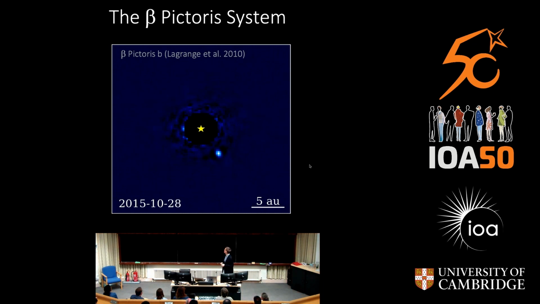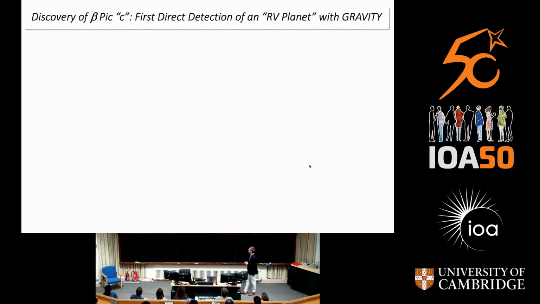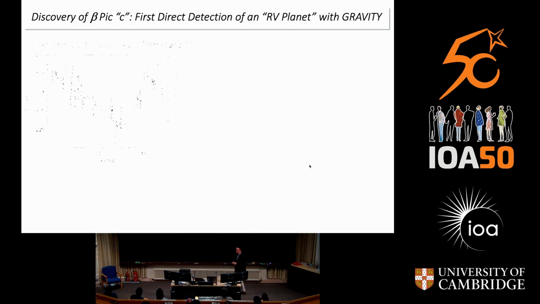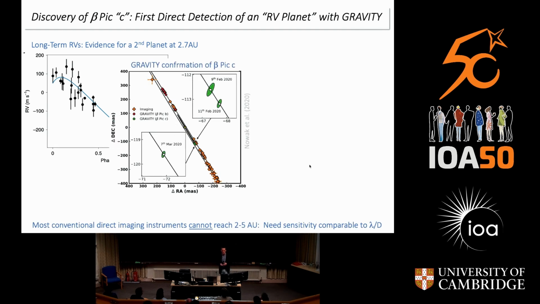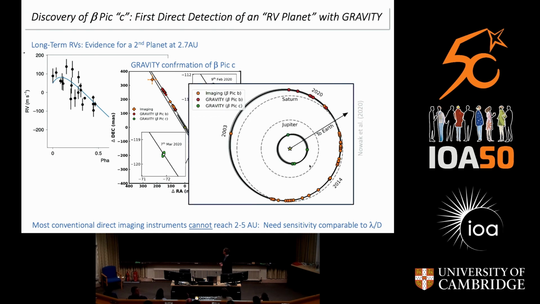So the Beta Pictoris system I showed you a moment ago, we see this clear detection of the Beta Pictoris b system. But precision radial velocity studies of this system indicated the presence of an additional planet, this sort of signature here. And I want to highlight the work of Matthias Nowak here at Cambridge that really led this effort to detect Beta Pic c, which is a much closer planet orbiting inside the orbit of Jupiter at about 2.7 AU. So this is remarkable because now we're starting to sample that peak of the radial velocity distribution.